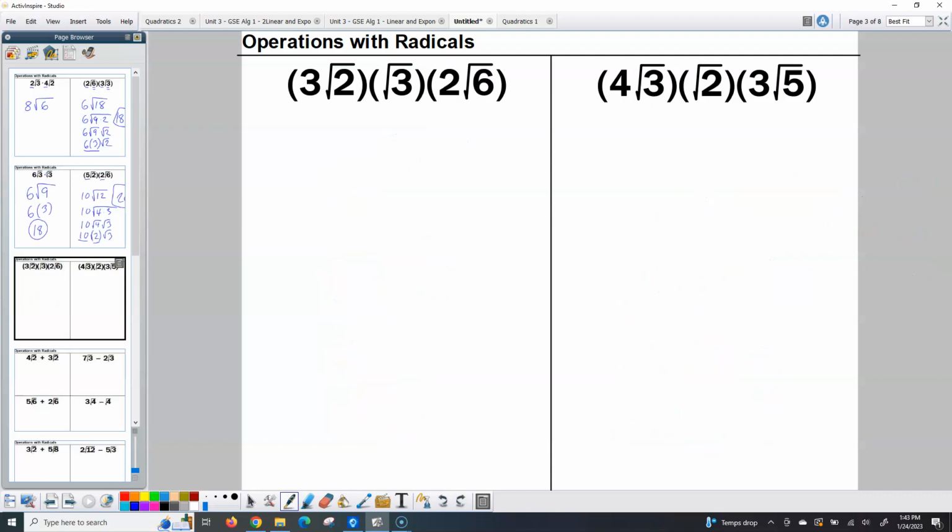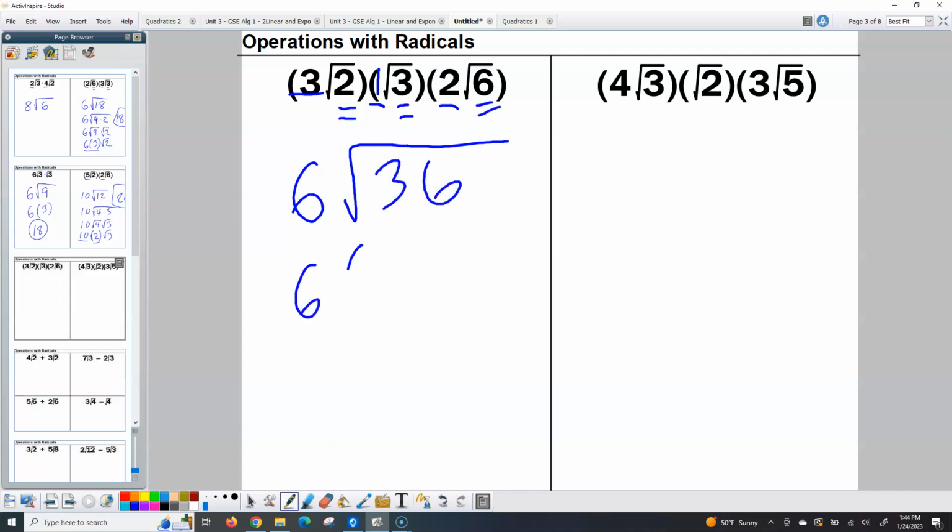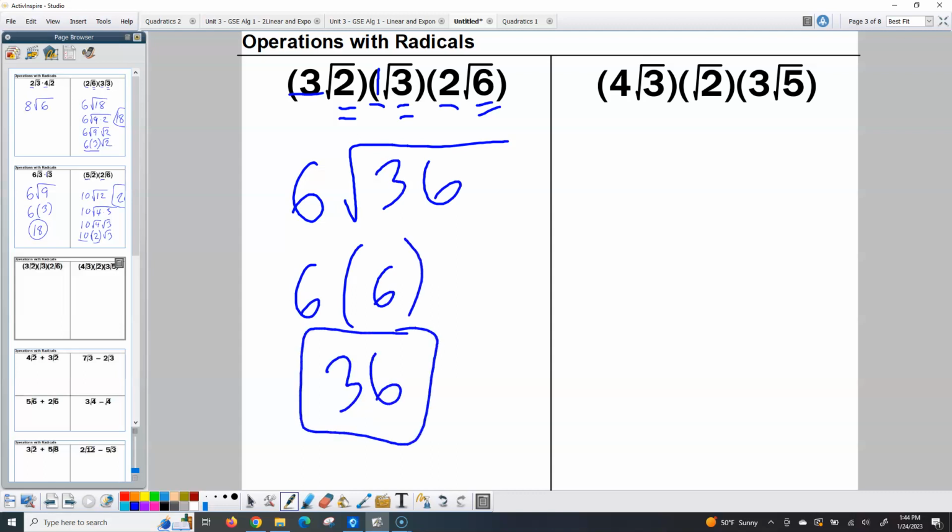Same kind of ordeal if you have 3 of them that you're multiplying. So you're just going to take all the outsides and multiply, and then all the insides and multiply. So don't forget there's a 1 hiding right there. So I got 3 times 1 times 2. 3 times 1 is 3. Times 2 is 6. And then on the inside, I'll have 2 times 3 is 6. Times 6 is 36. Well, what's the square root of 36? 6. 6 times 6 is 36.